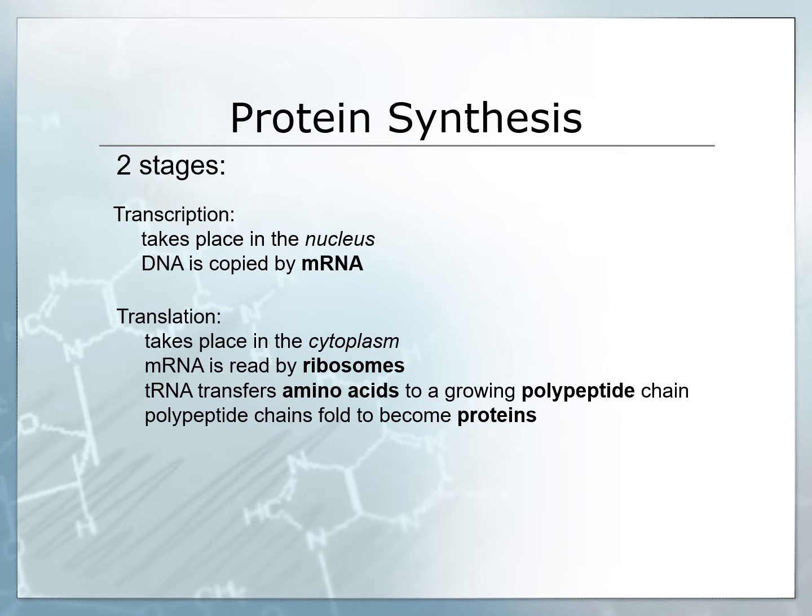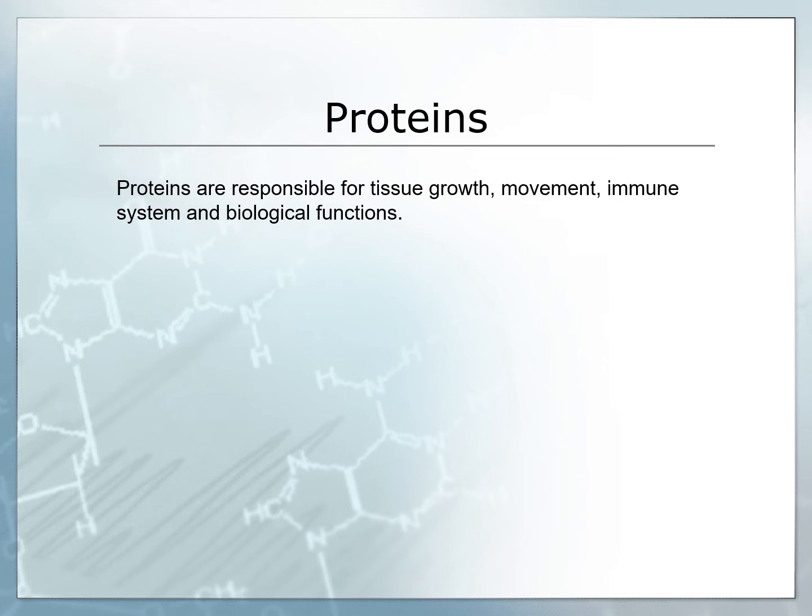You will probably remember the order of the processes, but the words might be difficult to remember. The easiest way that I have found to remember which term comes first is that C comes before L in the alphabet, and transcription comes before translation. Proteins are responsible for most of the biological processes in our body, including tissue growth, movement, the immune system, and other biological functions. Most enzymes are proteins.